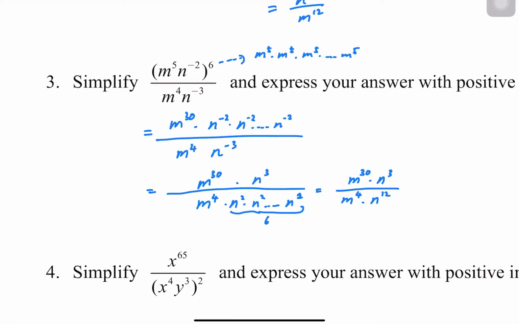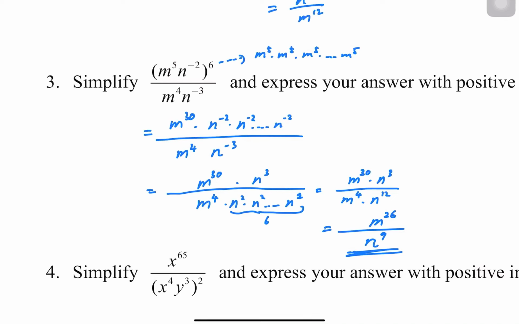So last step, do the cancellations. I know there are 3 n's on the numerator and 12 n's multiplied together on the denominator. So cross them out, remain 9 n's in the numerator. Same idea, cross out 4, remain 26 in the denominator. So this is the final answer.